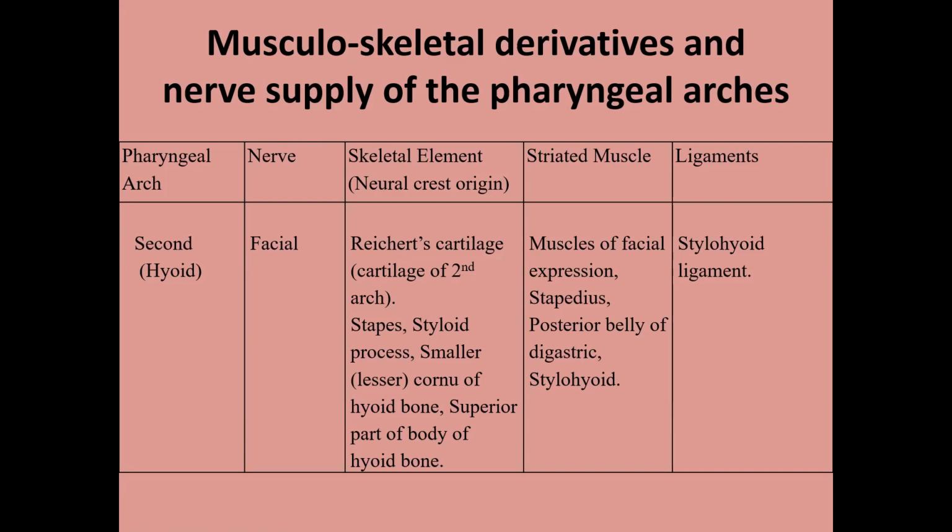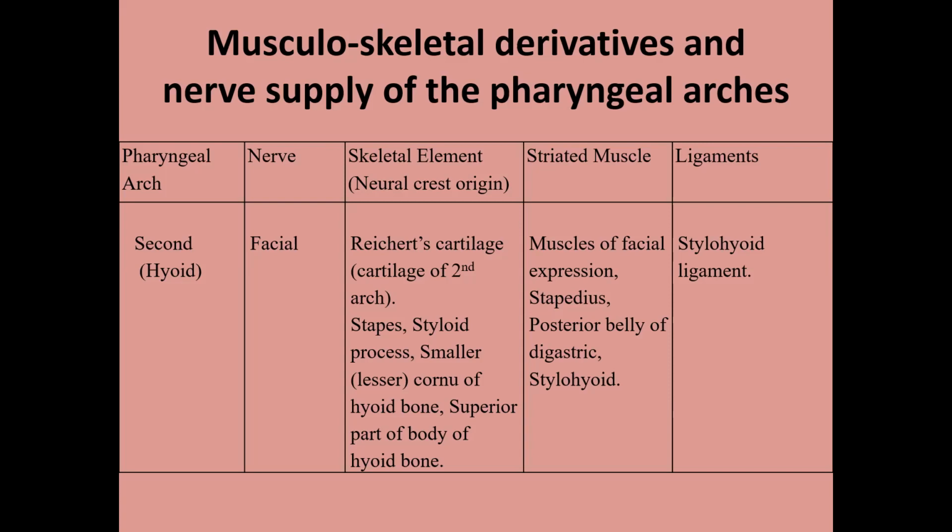So, the body of hyoid bone has a superior part, and laterally extending from the superior part are the lesser cornu of hyoid bone. The remaining components of the hyoid bone, the greater cornu of hyoid bone and the inferior part of hyoid bone, are derived from the third arch, while the S components of hyoid bone, the smaller cornu, superior part of the body, along with the smallest bone in our body, stapes, and the styloid process, are derived from the second pharyngeal arch.